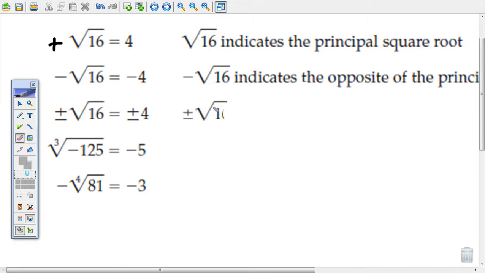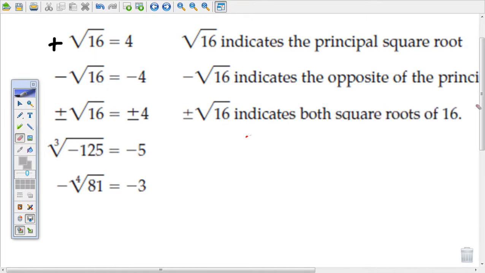Okay, now the plot thickens. Because what if I have the cube root? Well, if you think about the cube root of a negative number, I have to get a negative answer, don't I? Because that's negative 5 times negative 5, which makes a positive, times negative 5 again, which is going to give me a negative.